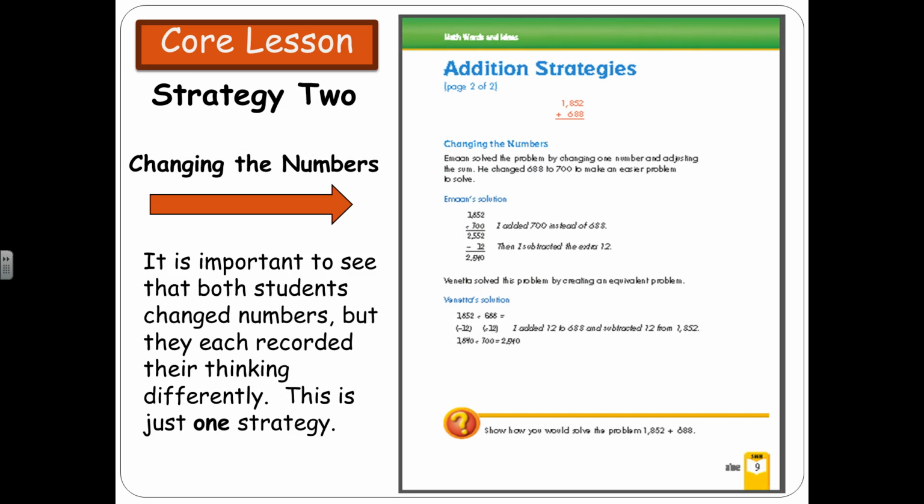Strategy 2, changing the numbers. It is important to see that both students changed numbers, but they each recorded their thinking differently. This is just one strategy. In this category of approaches, students change one or both of the numbers to what they often call landmark or friendly numbers, generally multiples of 10 or 25.